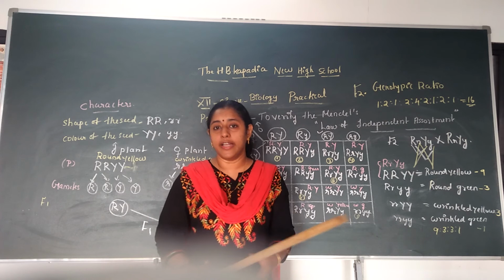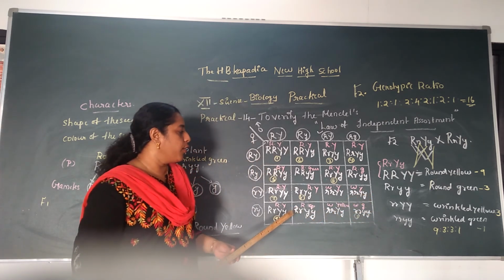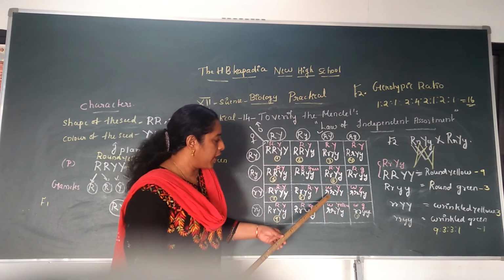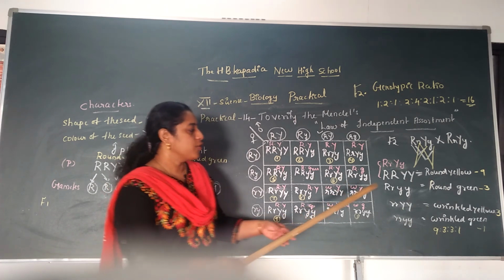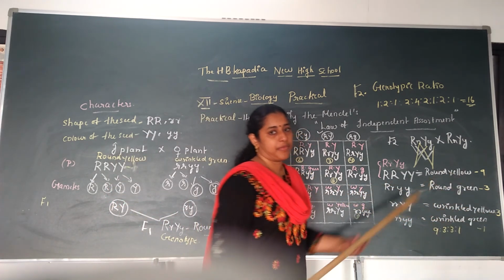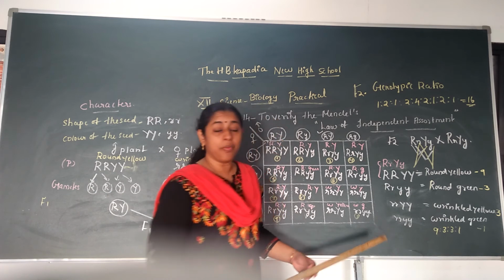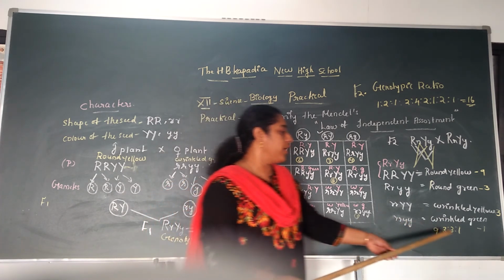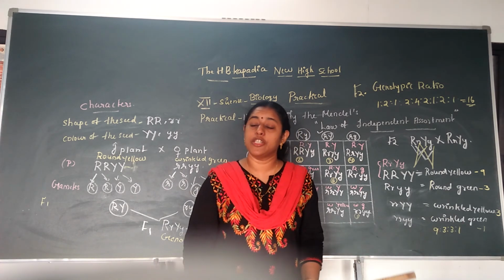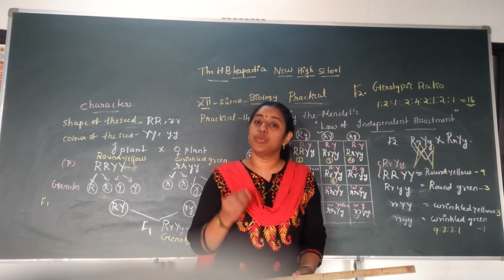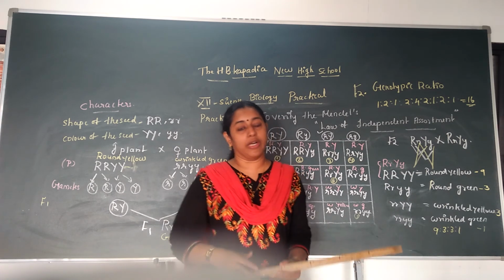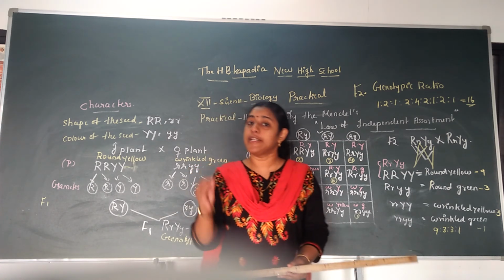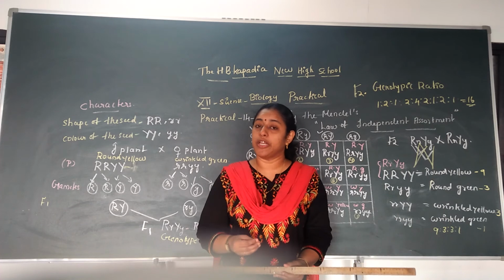So how many wrinkled yellow do we have? We take 1, 2, 3. So I have written 3. Now what is the last combination? That is the wrinkled green combination, which is 1. So what is the phenotypic ratio? That is 9:3:3:1.